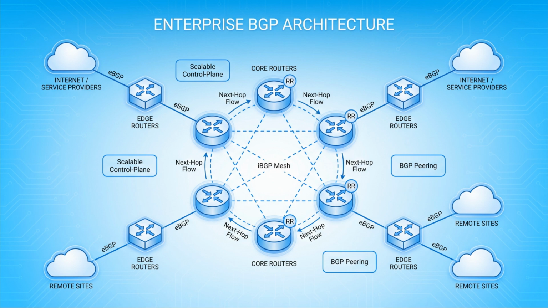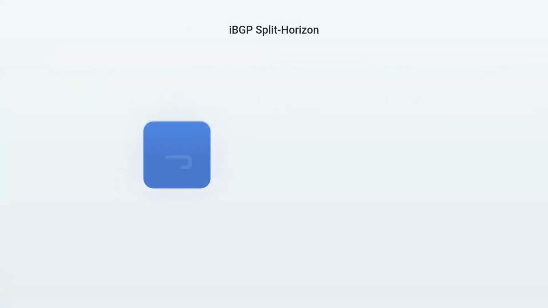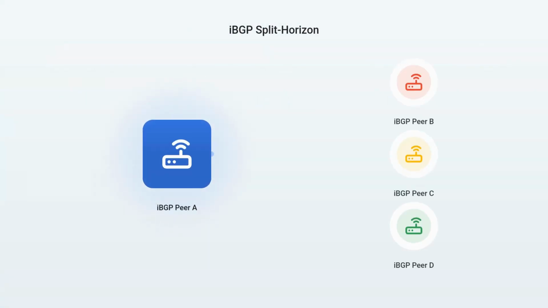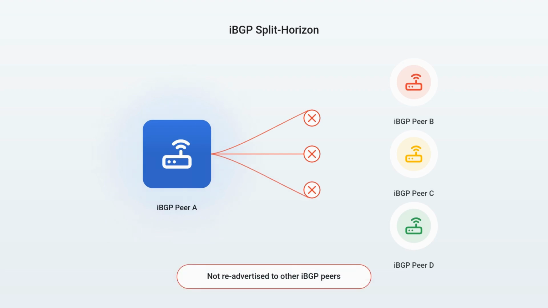eBGP is simpler. Two autonomous systems connect and share reachability. iBGP allows routes learned at one edge to be shared within your AS without rewriting the AS identity. Now comes the famous iBGP rule. Routes learned from one iBGP peer are not advertised to another iBGP peer by default. This is often called the iBGP split horizon behavior.